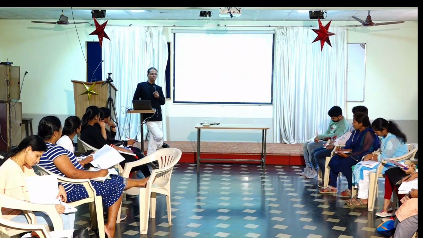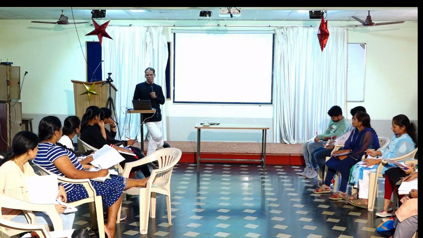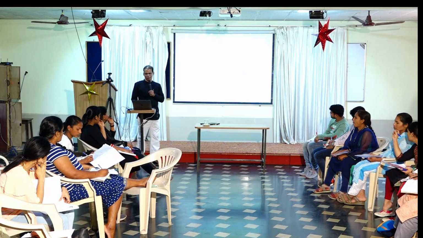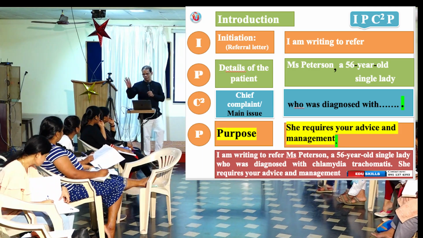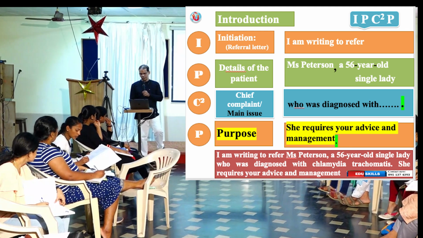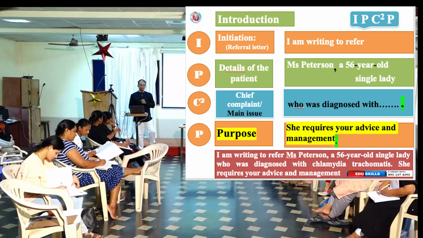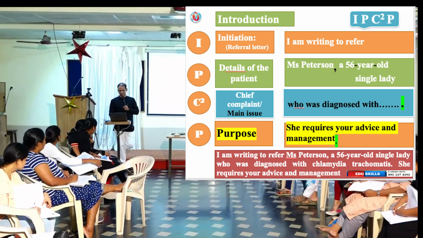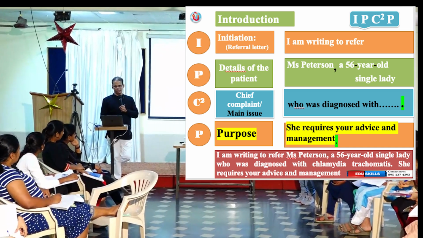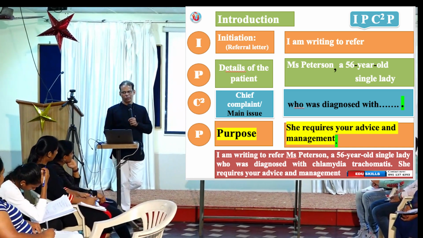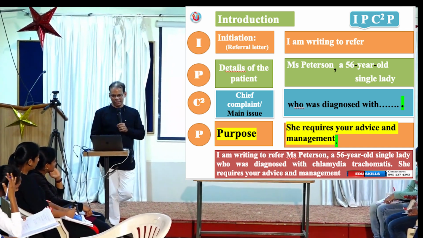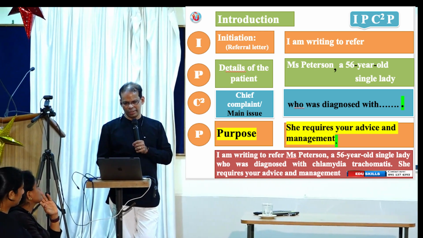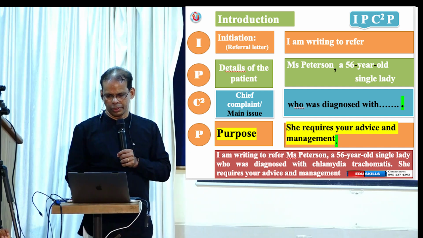That's not a big matter when you are writing by hand; it will not be analyzed so much. But in typing, if you put a space there, it looks awkward. Chief complaint, main issue: who was diagnosed with, whatever. Then purpose: she requires your advice and management, or your regular monitoring, whatever. So, "I am writing to refer Miss Peterson, a 56-year-old single lady who was diagnosed with chlamydia trachomatis." Can you see the same thing written here with corrections, without the yellow color, if you have any confusion.